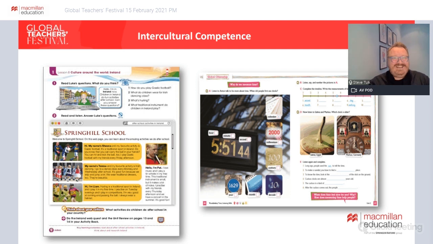And here on the left-hand side, we have a nice lesson. This is from Give Me Five. Give Me Five, lovely six-level primary series, 21st century skills all the way through. Really fab. Give Me Five has really nice video lessons pushing creative critical thinking. But here we're looking at intercultural competence. And intercultural competence here, the lesson is, you can see I'm talking about this lesson at Spring Hill School, and Spring Hill School, this is a lesson that is culture around the world, Ireland.